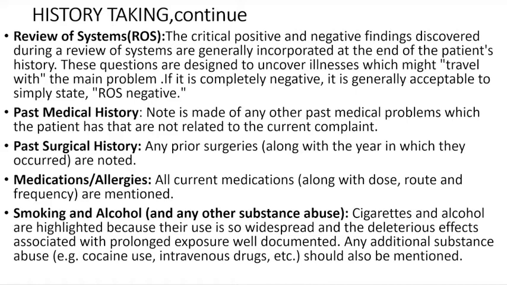Past medical history: note is made of any other past medical problems which the patient has that are not related to the current complaint. So any past medical history that the patient had should be looked for and mentioned, because it could be related or not related to the current problem. Past surgical history: any prior surgeries along with the year in which they occurred are noted. All surgery that the patient had before should be looked for, and the year of occurrence noted. Medications, allergies: all current medications along with dose, route, and frequency are mentioned.